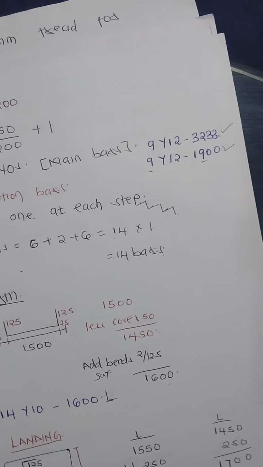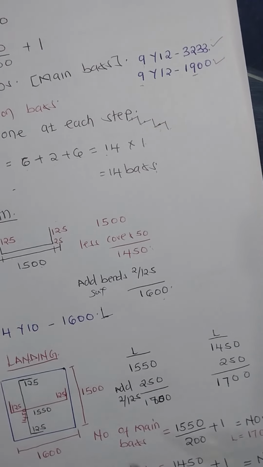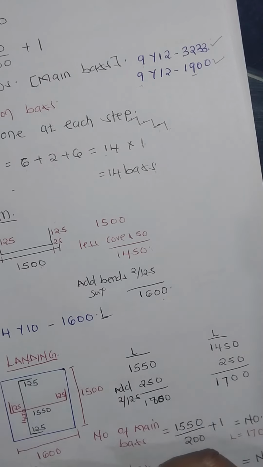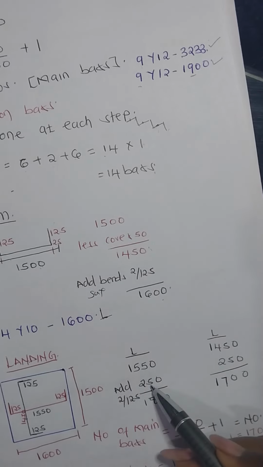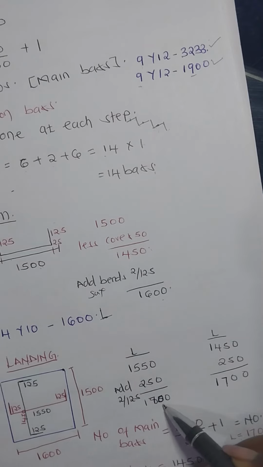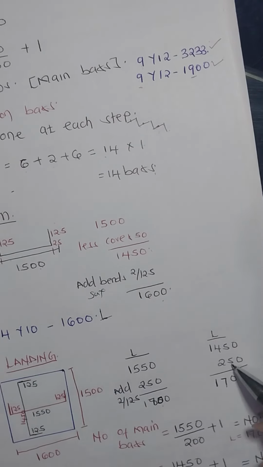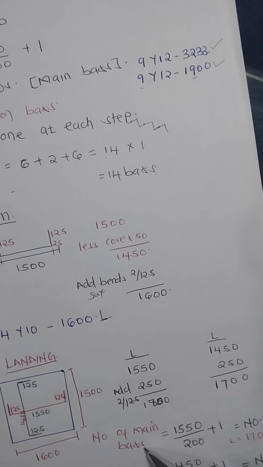For the landing, that is our landing. It was 1600 by 1500. So we less cover for the length, 225, we are left with 1550. We add the bends, say 225, that gives us 1800. And for the other side, 1500, we less cover, we are left with 1450, we add 250, that gives us 1700.